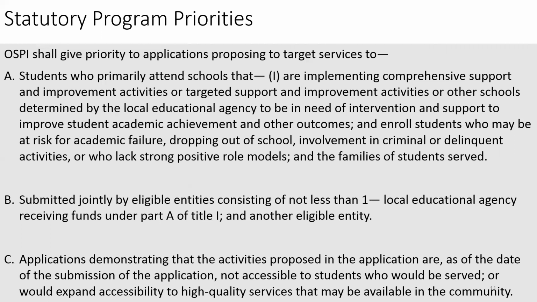So back up to the first point about implementing comprehensive support and improvement activities. We will talk about that a little bit later and what that means, because that's new terminology in terms of our accountability framework. It used to say priority and focus schools under ESEA. And then the second part of that is a priority for enrolling students who may be at risk of academic failure, dropping out of school, involvement in criminal or delinquent activities, and the families of students served.